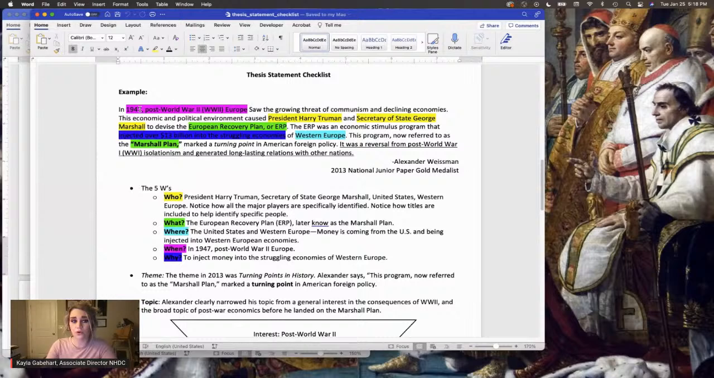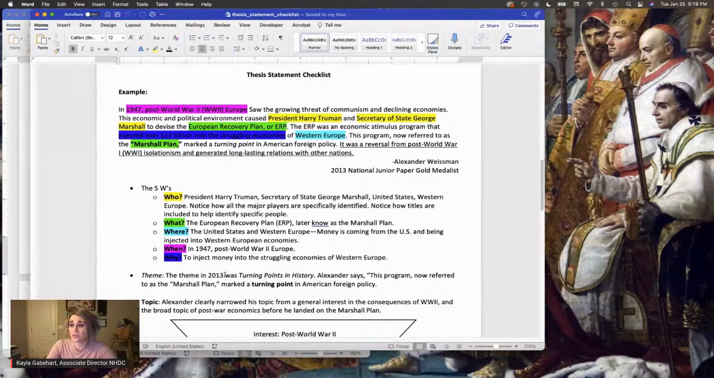So it's really helpful to know what's happening and when it's happening. And why, that's this dark blue color, to inject money into the struggling economies of Western Europe. That's why this Marshall Plan was needed, okay? All right, so he's super specific. When you think about being specific, think back to these examples.